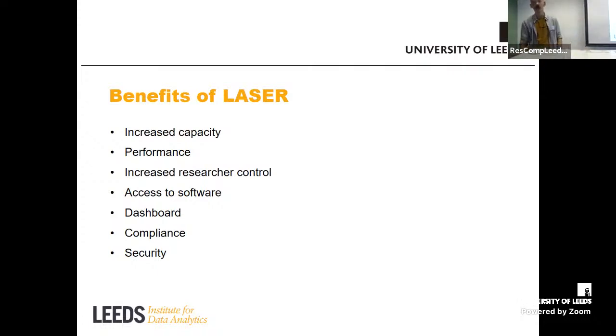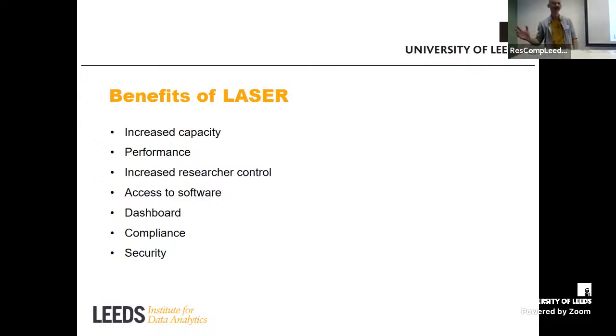Researchers have increased control over that environment, and again, the security assurances allow them to work with data owners to provide those assurances that their data is safe with us in a research environment, and those data providers are more willing to release data that they perhaps wouldn't otherwise.